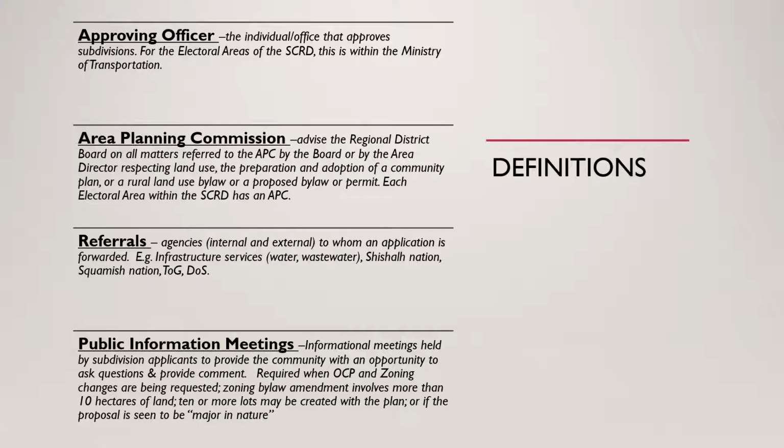A public information meeting is an informational meeting held by a subdivision applicant or their agent, to provide the community an opportunity to ask questions and provide comment on the subdivision proposal that's coming forward. It's definitely required when OCP and zoning changes are being requested, especially if a zoning bylaw amendment involves more than 10 hectares of land, 10 or more lots may be created with the plan, or if the proposal is seen by the planning department to be major in nature, like if it's going to maybe change the feel of a community.